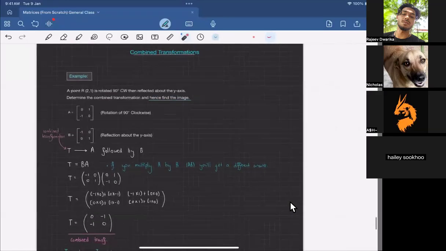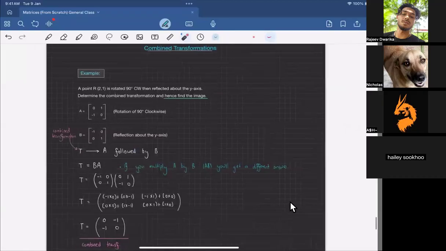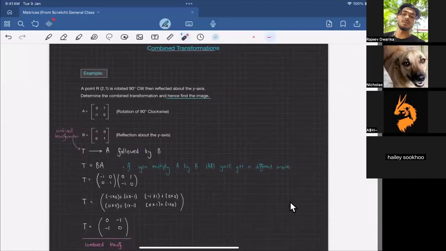By the way, guys, the heading here that I wanted you all to copy down was combined transformations. Sorry for that. So just copy down the heading in red or something so you'll know that in this class we did combined transformations. So combined transformations, example, all of this.